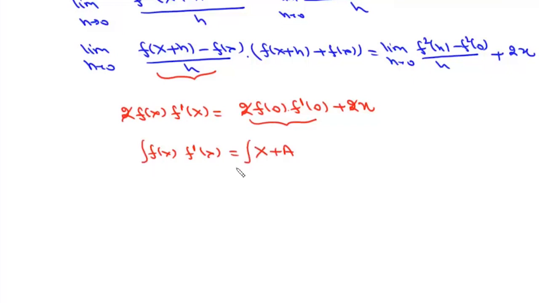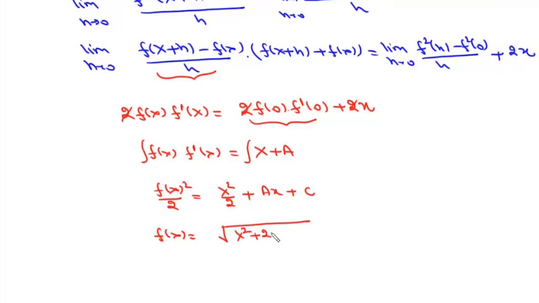Now if we integrate this, we can write f(x) whole square upon 2 will be x² upon 2 plus ax plus c. So basically this function f(x) will be under root of x² plus 2ax plus some constant c'.